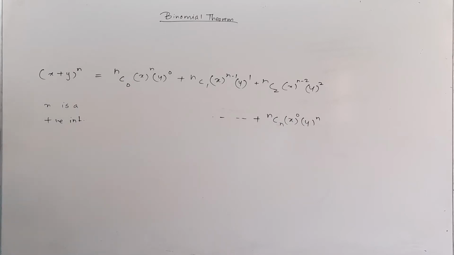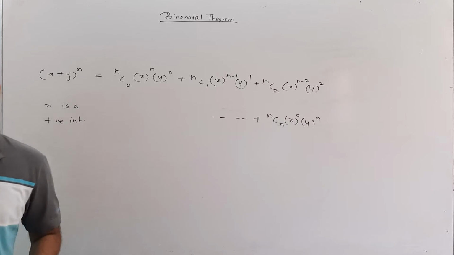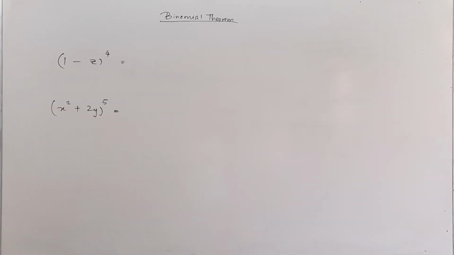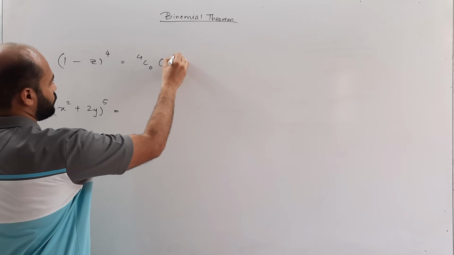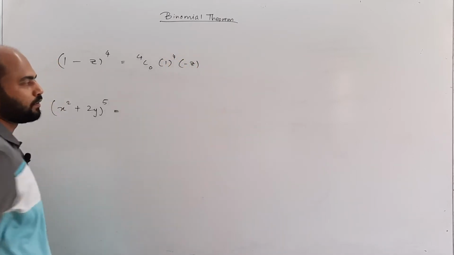So we will take up some basic expansions and understand how to apply this formula. Let's take up these two problems and try and expand with the help of the given method. So the method says that this is going to be 4C0, 1 raised to 4, and minus z. Of course, there is going to be minus z over here.